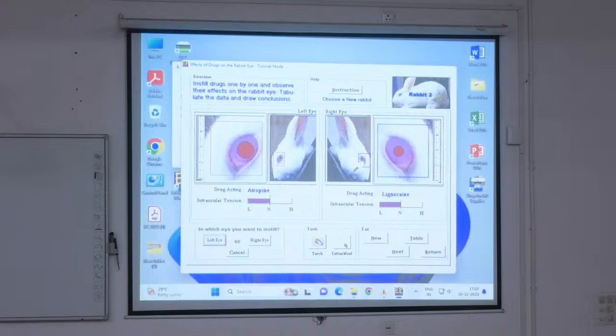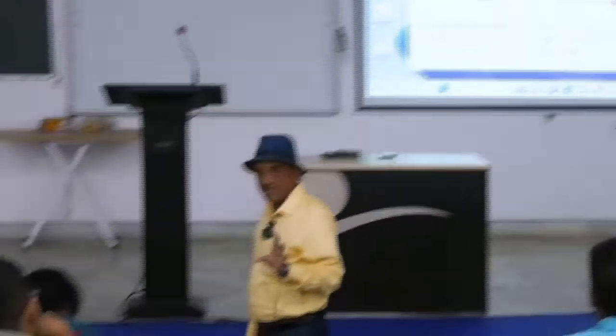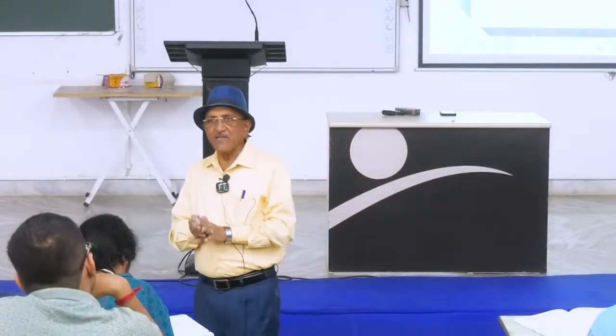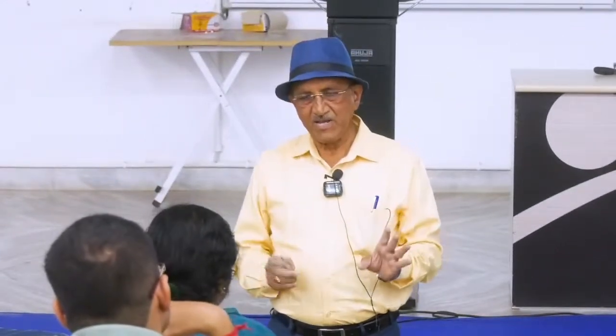Corneal reflex was present but it is lost with local anesthetic. So how can we differentiate the agent whether it is local anesthetic or mydriatic? By observing the effect on corneal reflex.